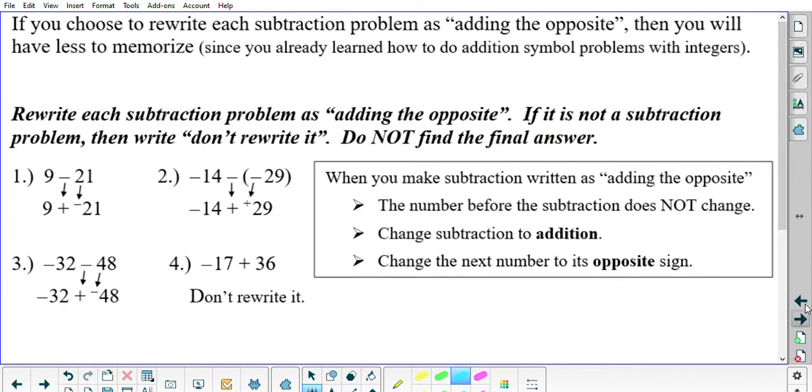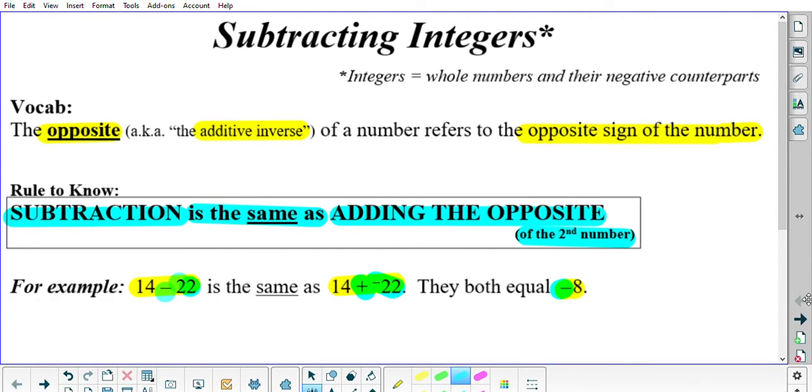Now, you might be like, Mr. Underkoffler, why in the world should I care? I will tell you exactly why you should care. It's because as your math teacher, I have to decide what's the easiest way to teach subtracting positive and negative numbers. And basically I have two choices.